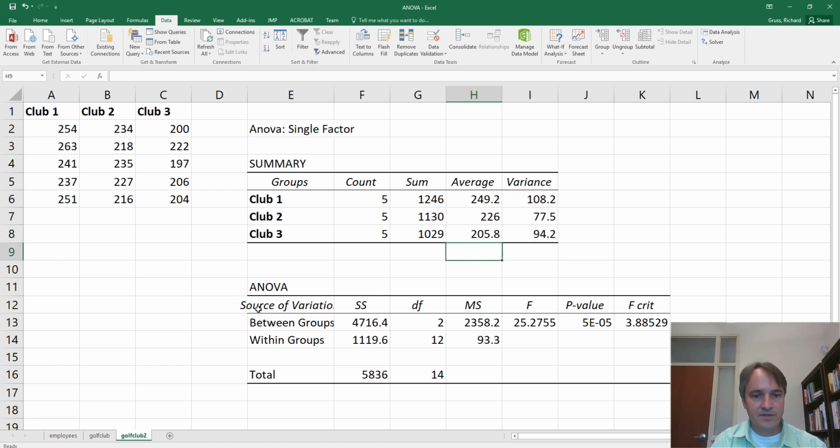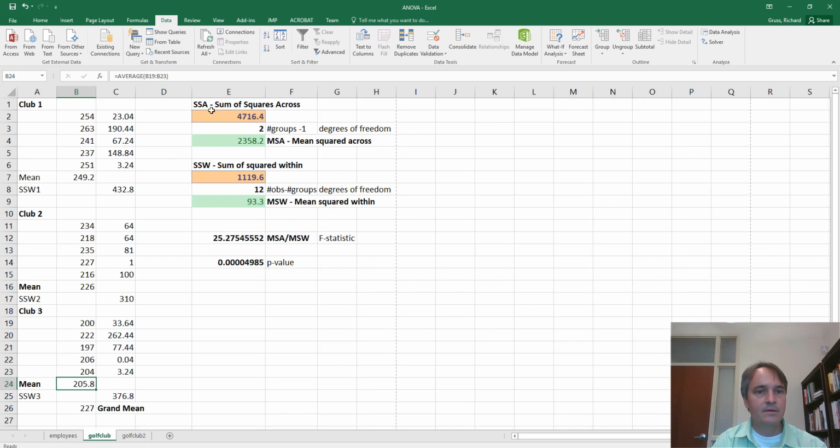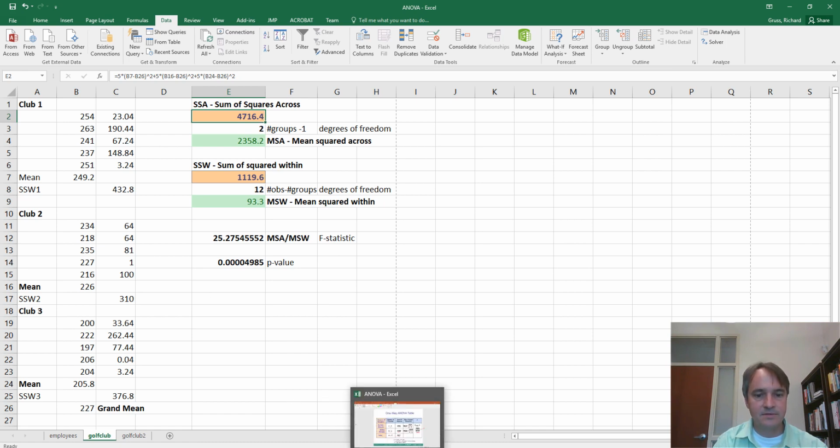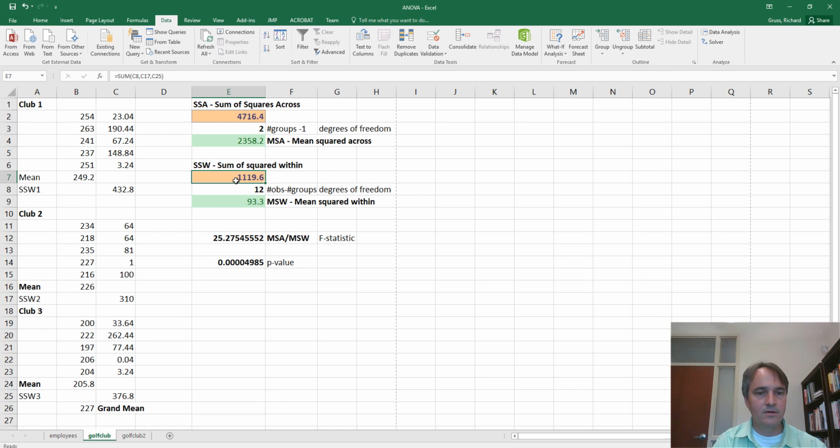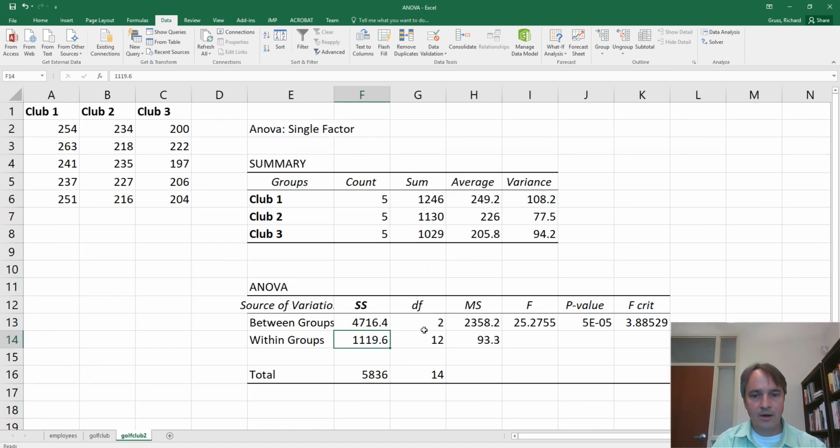Now this is the table that we slowly filled out as we went along. SS stands for sum of squares. It tells us that the between group sum of squares was 4716, which we got over here. We called it sum of squares across or between; they're synonymous. And the sum of squares within, or the SSW, which we calculated here, was 1119. They set their degrees of freedom, 2 and 12, same as we did.